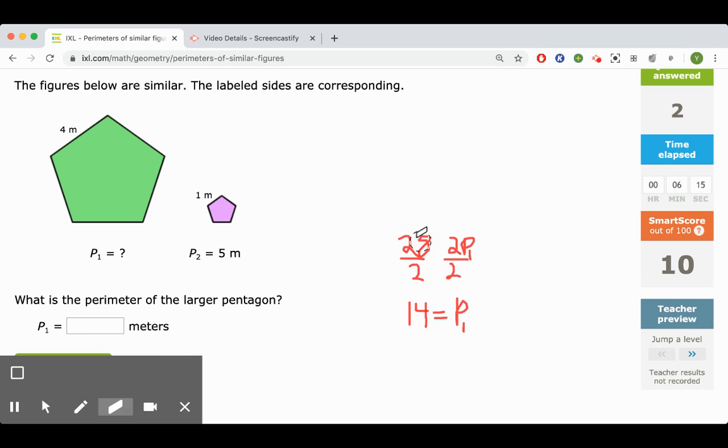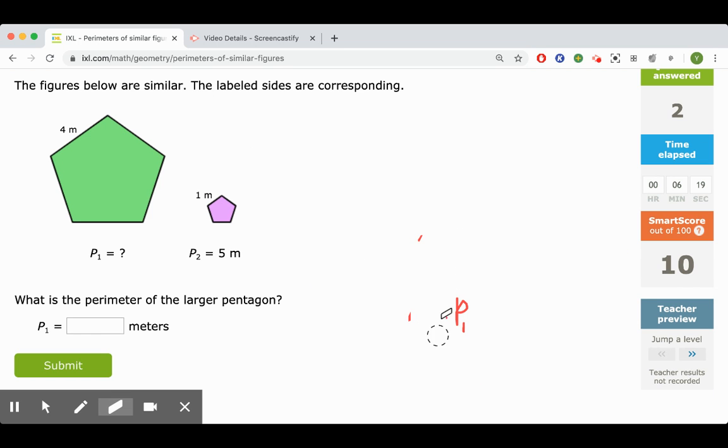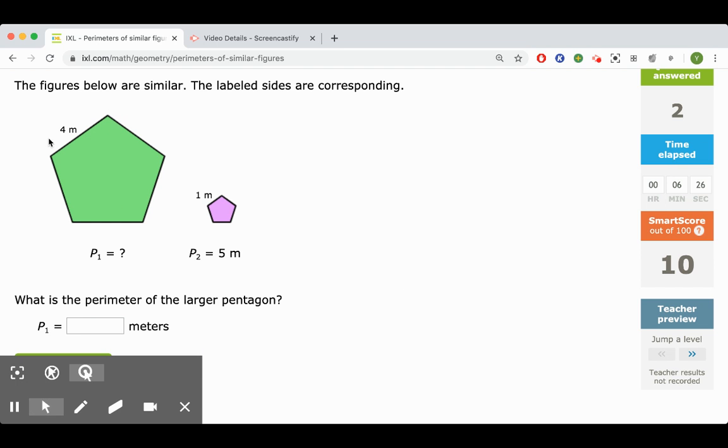All right. Now this next problem. The figures below are similar. The labeled sides are corresponding. Okay, we have a pentagon. Pentagon has 5 sides, and one of its sides is 4. There's a smaller pentagon. It's the same shape, but smaller, and one of its sides is 1 meter. So we define the perimeter. What is the perimeter of the larger pentagon?